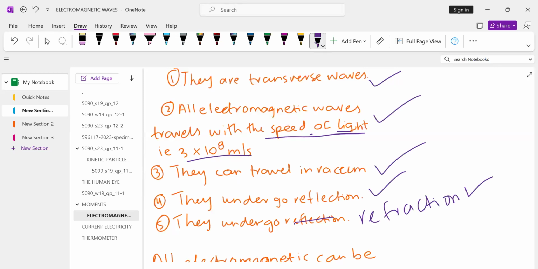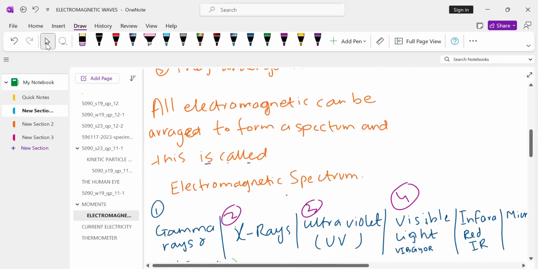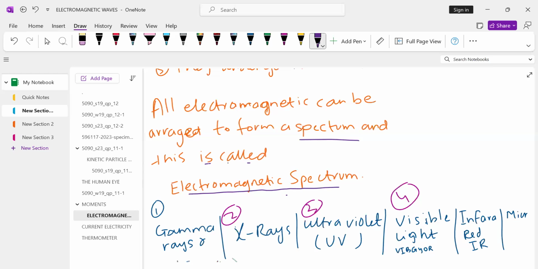So these were the 5 properties you need to memorize for the paper. Such questions may come in P1 in MCQ, and they may ask which property is correct about the electromagnetic waves. And this may come in P2 also, and you would be asked in part A of the question to write any one or any 2 properties of electromagnetic waves. All the electromagnetic waves can be arranged to form a spectrum, and this is known as the electromagnetic spectrum.